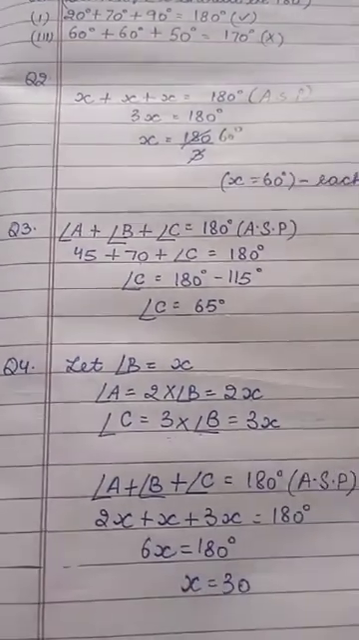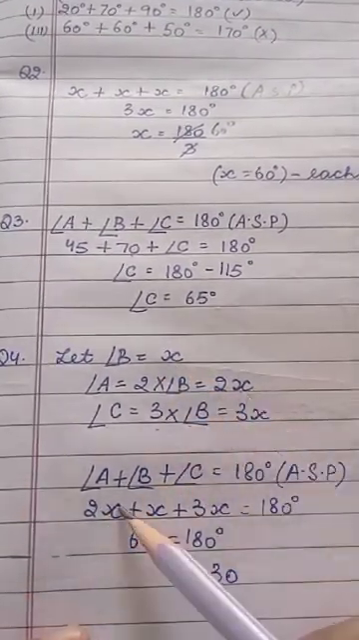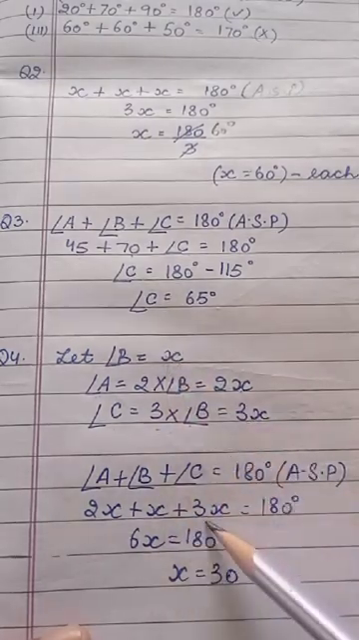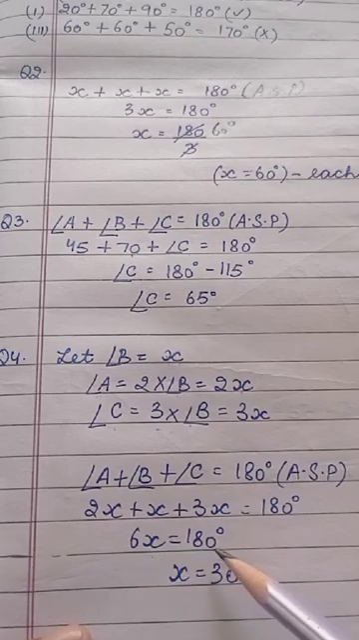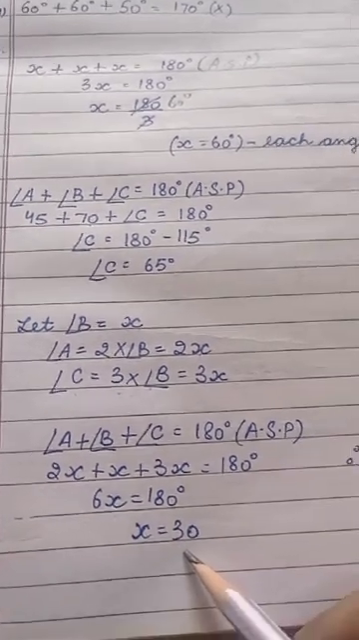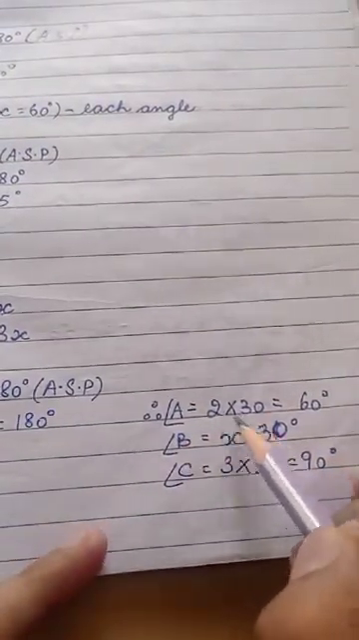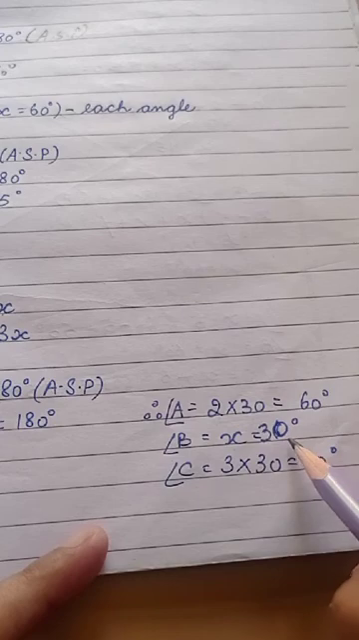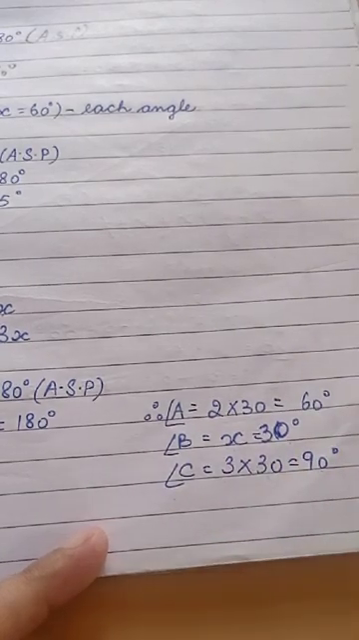Now children, we got all the angles in terms of x. A is 2x, B is x and C is 3x. Add all the angles. 3 plus 2, 5. 5 plus 1 is 6x is equal to 180. So from here, x is equal to 30 degrees. Now you can find all the angles. What was A? 2 into x, 2 into 30. B was x only, 30 degrees. C was 3 into 30, 90 degrees is your answer.